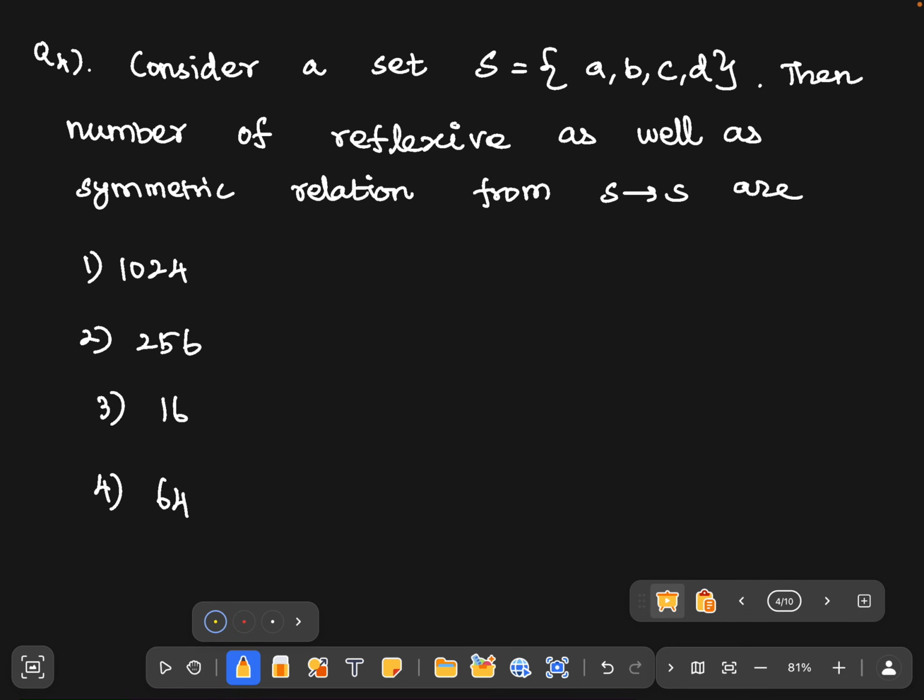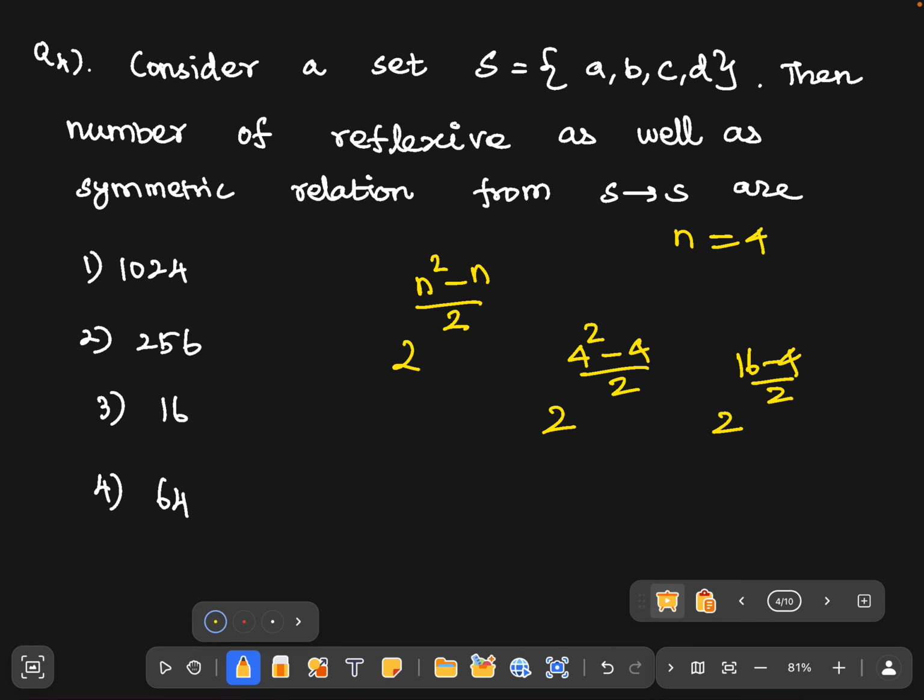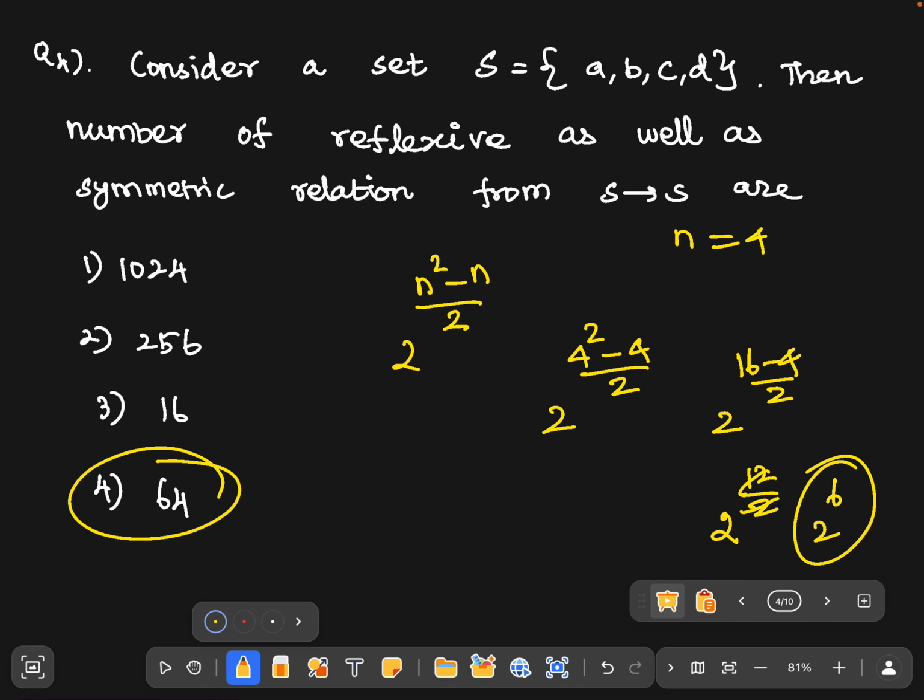So we have a formula for this. The formula is 2 power (n square minus n) divided by 2. Here n means the number of elements in the set. So that is 4. So 2 power (4 square minus 4) divided by 2. 16 minus 4 divided by 2. So 2 power 12 by 2, that is 2 power 6. So 2 power 6 in the sense 64 is the answer.